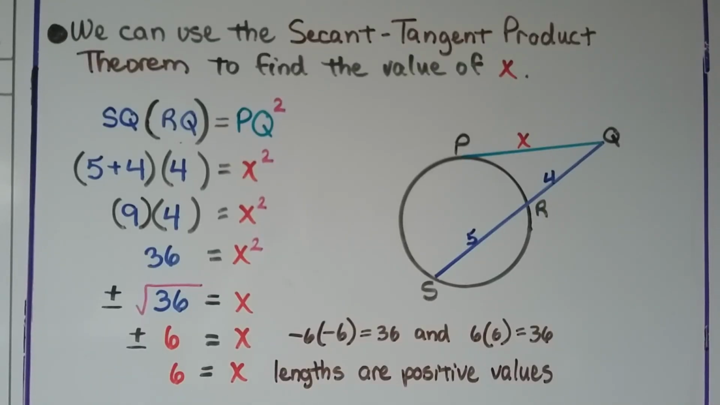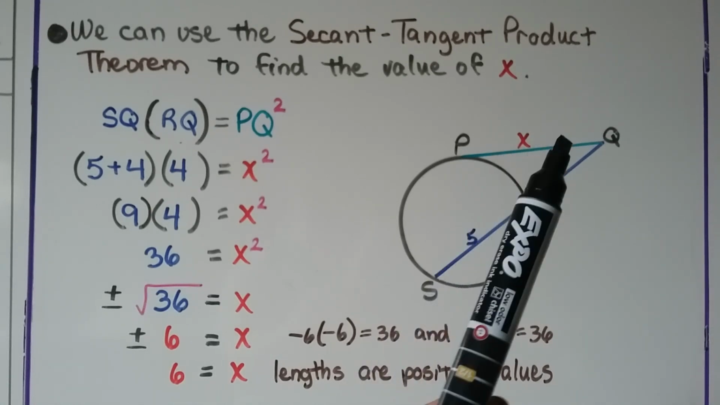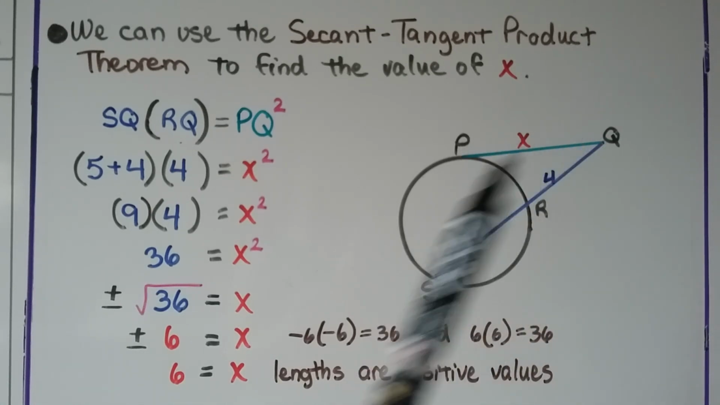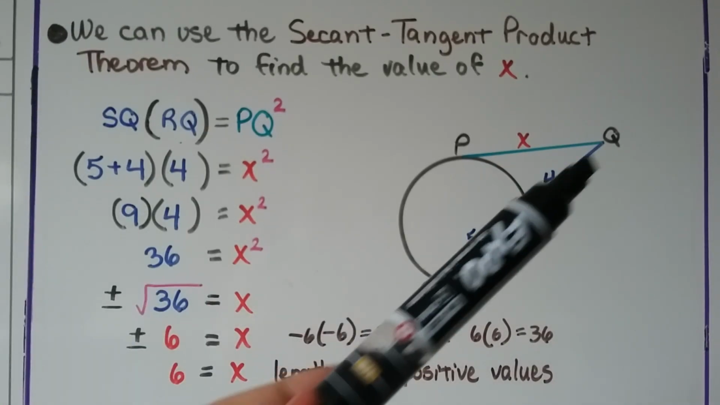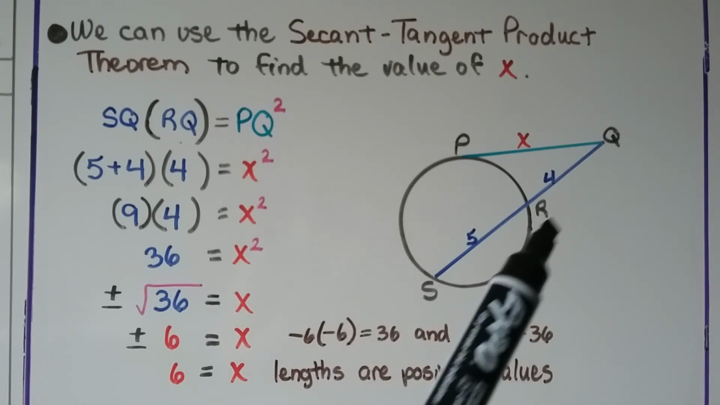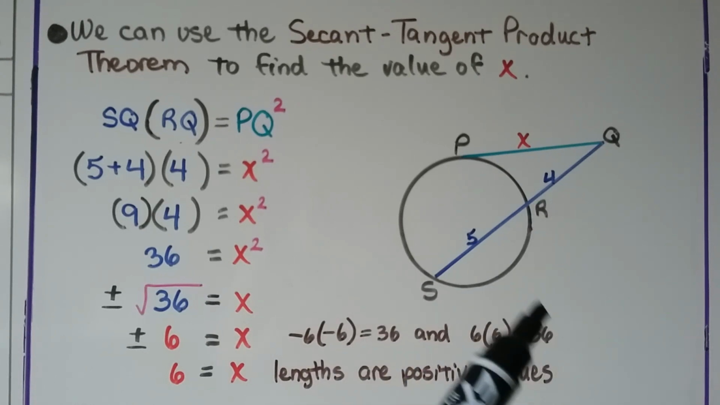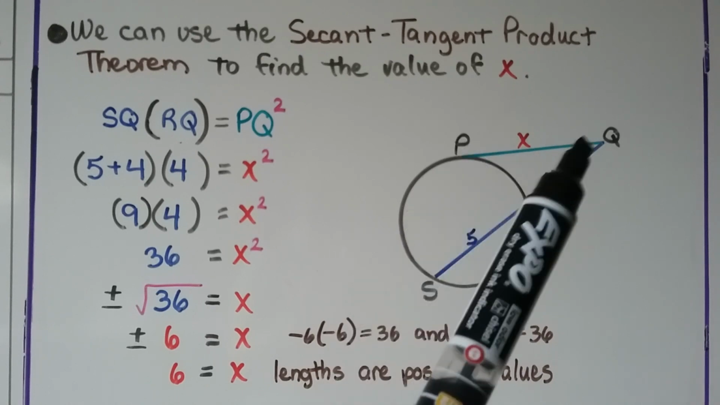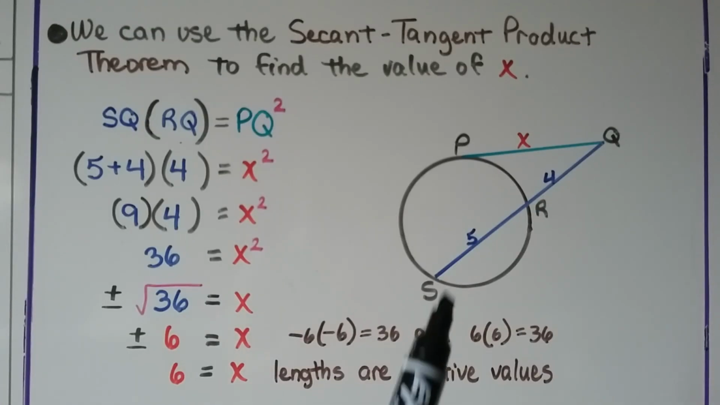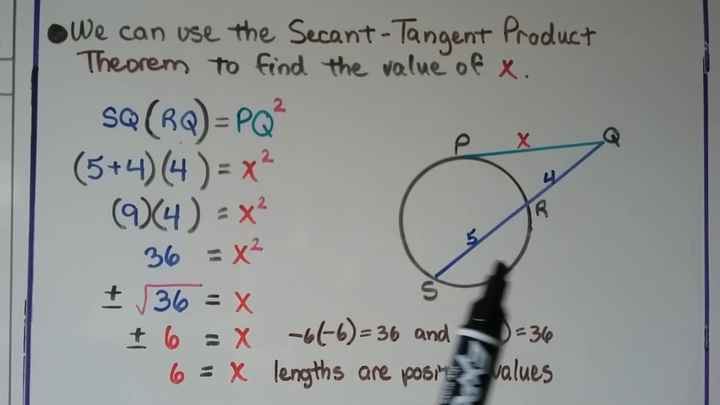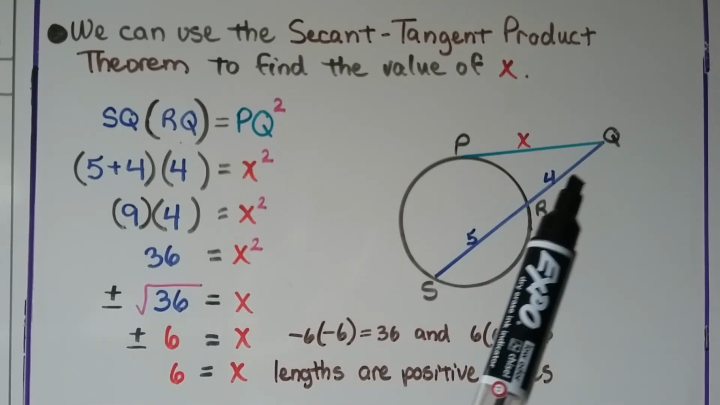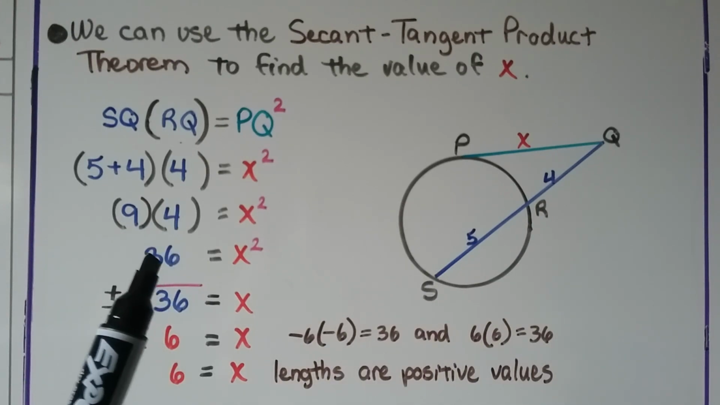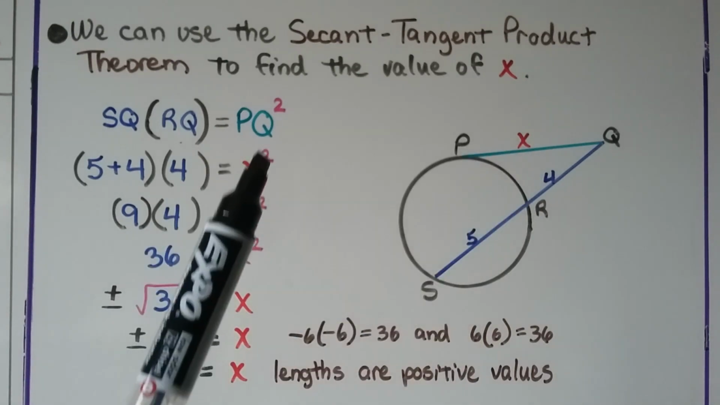We can use the secant-tangent product theorem to find the value of x. That would be the length of this tangent segment. Using the theorem, we've got SQ, this entire length, times RQ, its external segment, is equal to PQ squared. It's giving us that this is a 5 and that's a 4, so we have 5 plus 4, which is a 9, times the external segment 4. That's going to give us a 36. And this is going to be x squared.